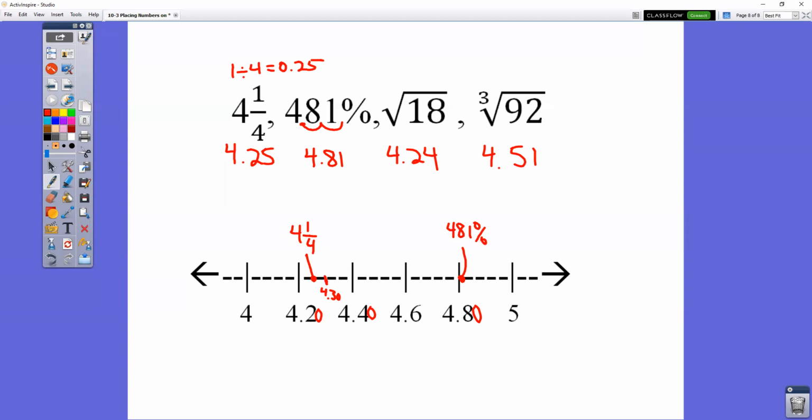4.24. Well, we said that this was 4.25. 4.24 would be just to the left of that number. So that's where the square root of 18 goes. $4.51. $4.50 would be exactly halfway in between 4.40 and 4.50. So 4.51 is just to the left of, or sorry, just to the right of 4.50. So again, I think that it's a good strategy to make them look like money. All right, it's just a technique to make your life a little bit easier.